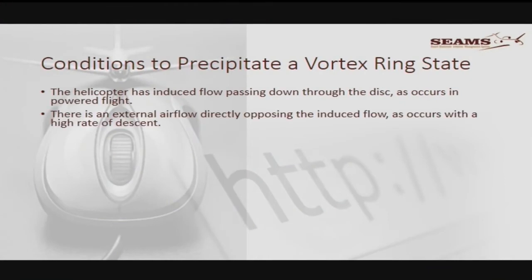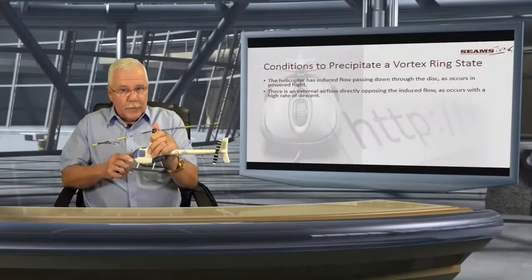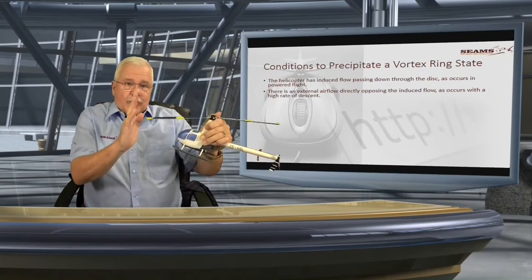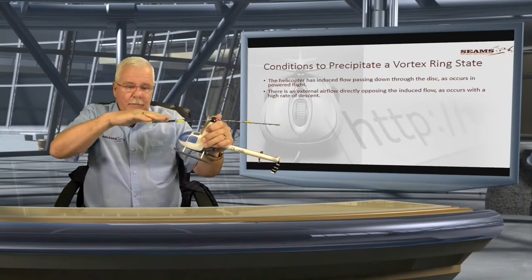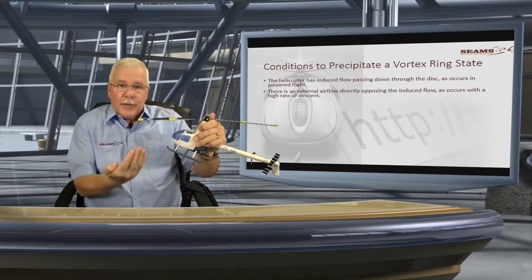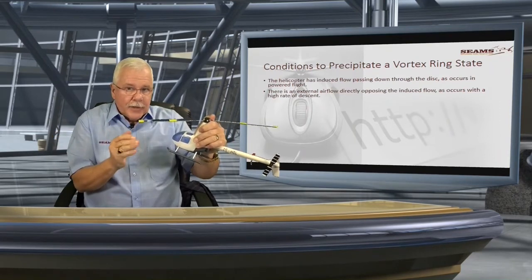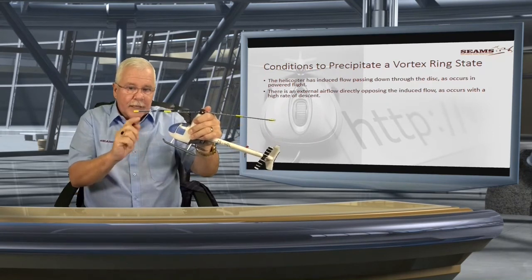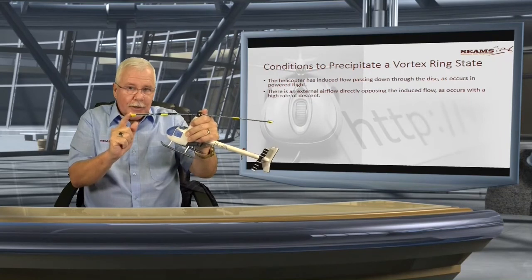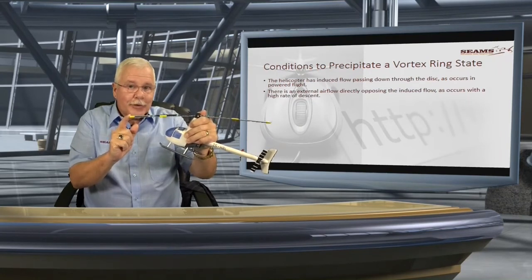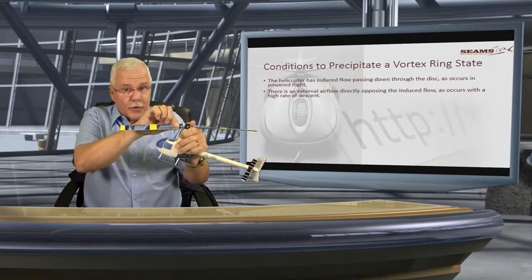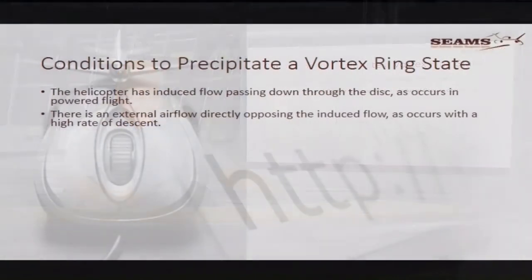There's an external airflow directly opposing the induced flow, as occurs for the high rate of descent, and this is the one we're talking about now. Remember, if you've got a high rate of descent, there is an opposing flow. The airflow from here is pushing down, and you've got the air pushing up, effectively changing the relative airflow. As this force increases, it reduces the induced flow effect on reducing the angle of attack, and it therefore increases the angle of attack until it stalls. That's what we're talking about in this one.